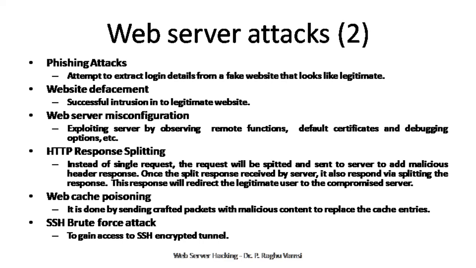Next one is web cache poisoning. Just like ARP cache poisoning and DNS cache poisoning, web cache poisoning can also be done, because in any website or web browser, a cache is maintained in order to search websites very fast. So this particular cache will be poisoned. It is done by sending crafted packets with malicious content to replace the cache entries.